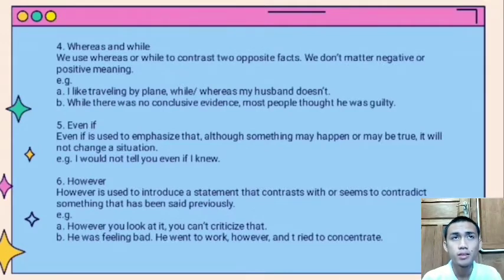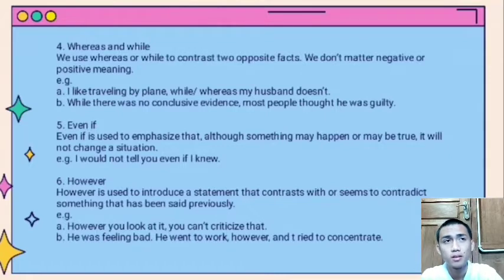Whereas and while. We use whereas or while to contrast two opposite facts. It doesn't matter whether the meaning is negative or positive. Example one: I like traveling by plane, while or whereas my husband does not. Two: While there was no conclusive evidence, most people thought he was guilty.